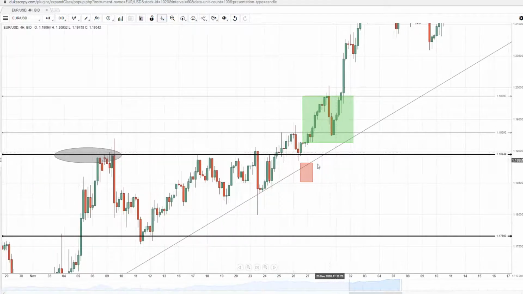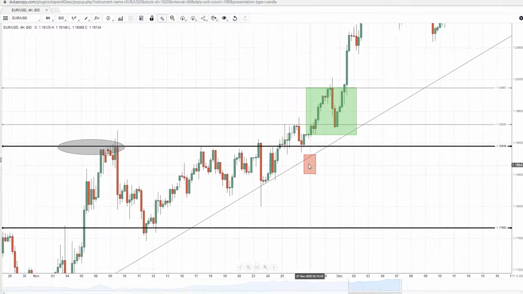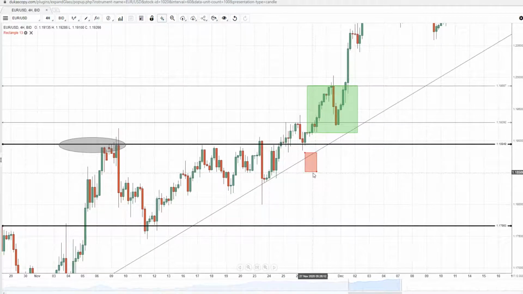I will wait for this price to close. So when it came like this, it retested and closed above. That's already giving me confirmation that this price will likely move to the upside. So I will buy once this price closes.